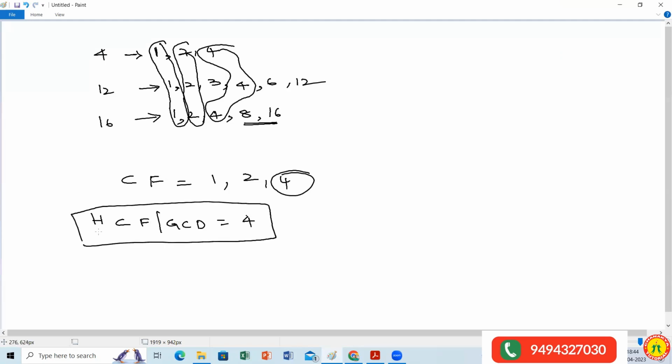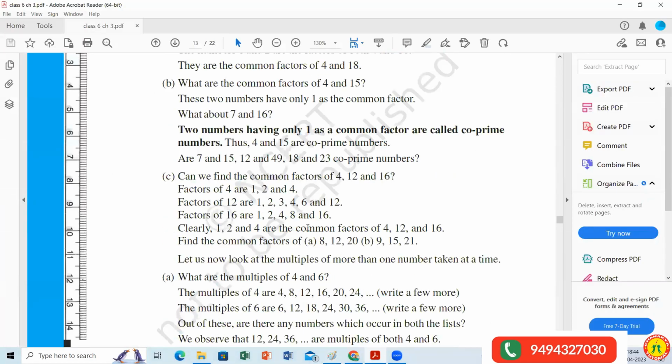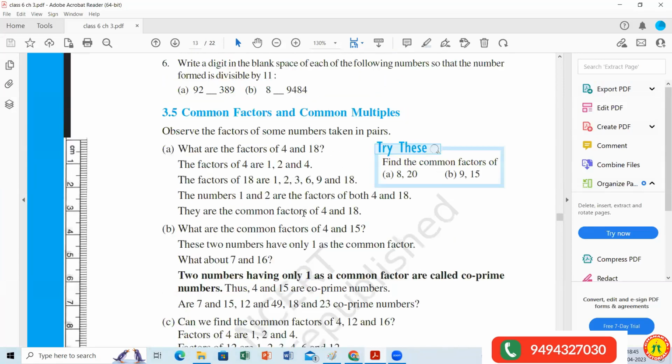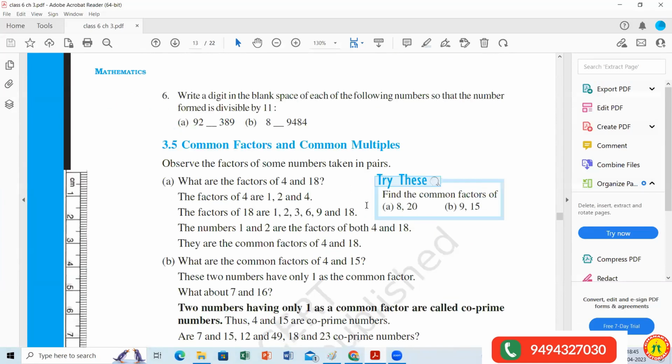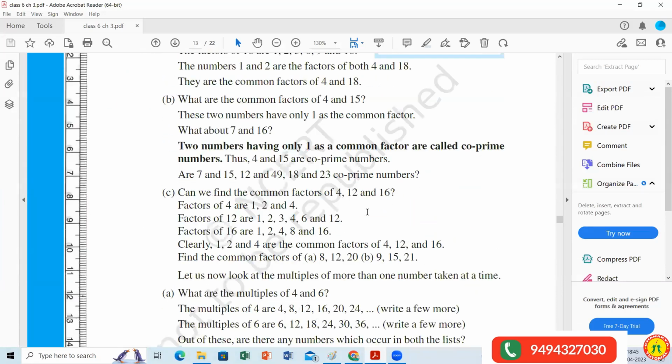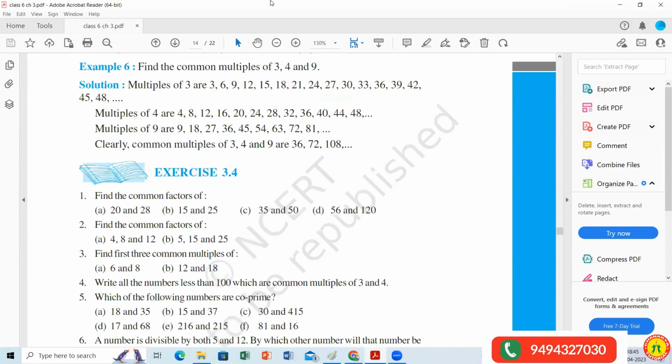So like that, not only for 2 numbers, children, we can find the HCF for more than 2 numbers also, for simple numbers. For large numbers there is another method, which I will teach you later. Today I'm not going to teach multiples, only factors. You can take a few questions for practice. Exercise 3.4.